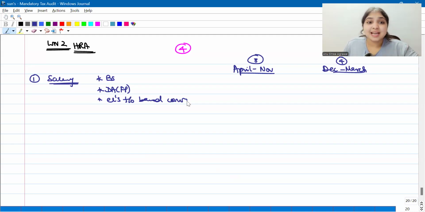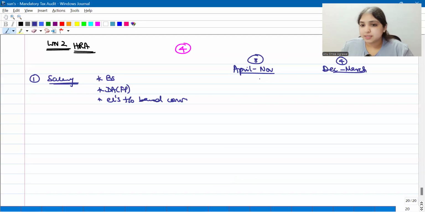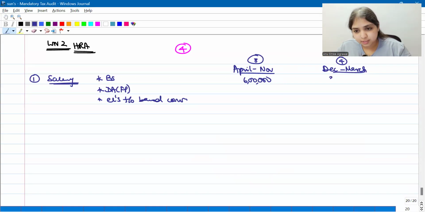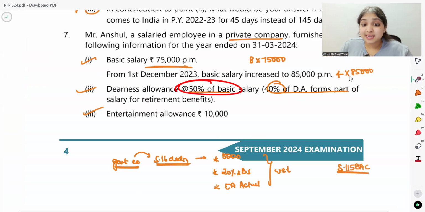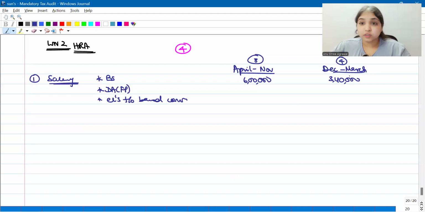So what is the basic salary of my SSE? Till November, it is 75,000 per month, so 75,000 into 8, 6 lakhs. And December to March, it is 85,000 per month, so 85,000 into 4, which is 3,40,000. Then how much is DA forming part? The question says DA is 50% of basic salary and 40% is forming part. So 6,00,000 into 50% into 40% gives 1,20,000 here, and 3,40,000 into 50% into 40% gives 68,000 here.